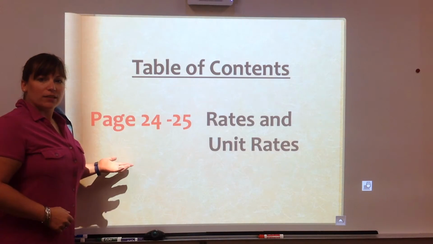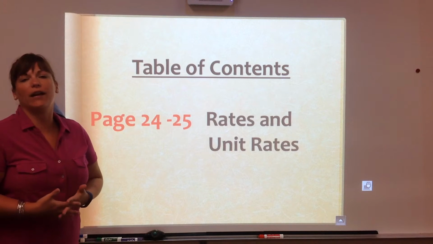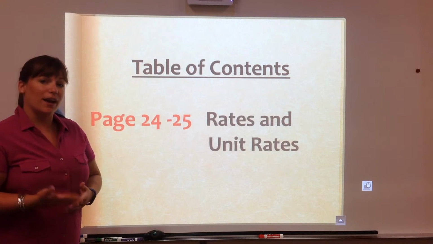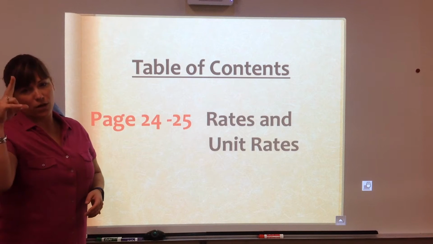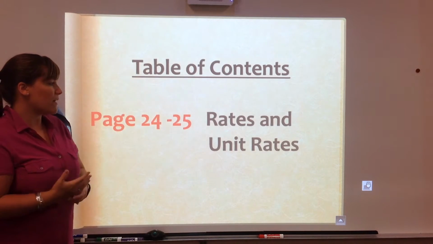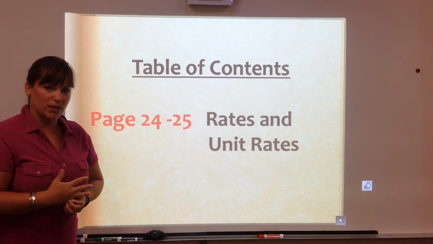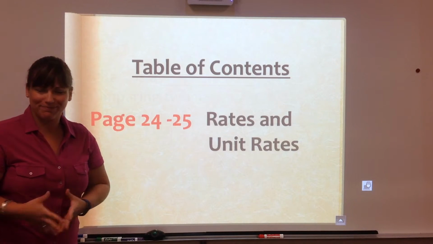So your table of contents is here. You received 2 pink pages in class. Those need to be added to your notebook, and you do need to trim them down, just 2 cuts, and you'll have that smaller. That's page 24 and 25. The title is Rates and Unit Rates. So go ahead and fill that in and trim down your papers.